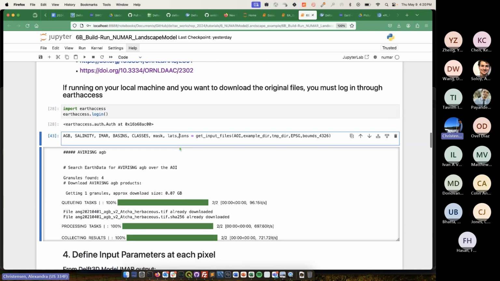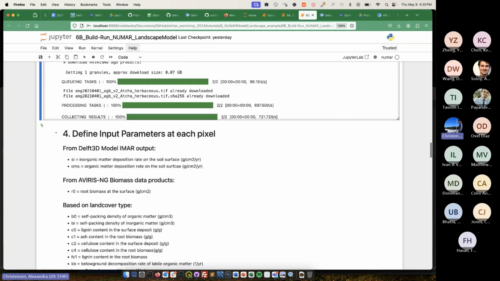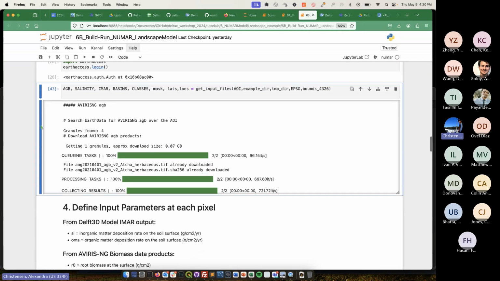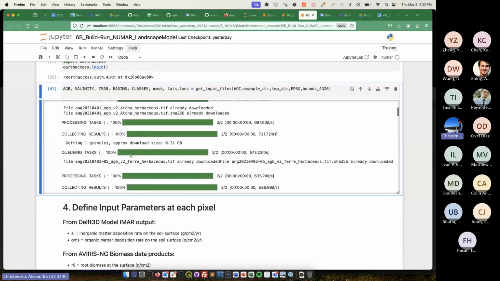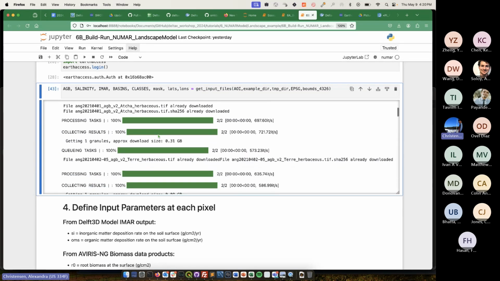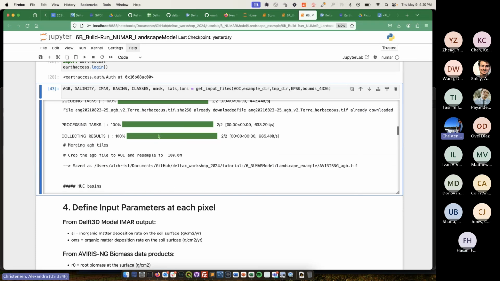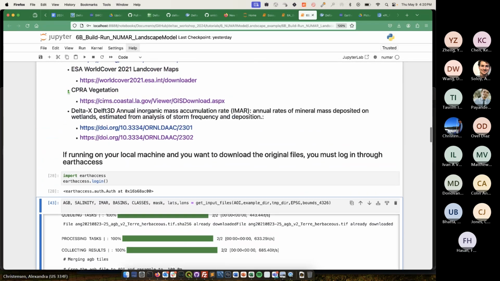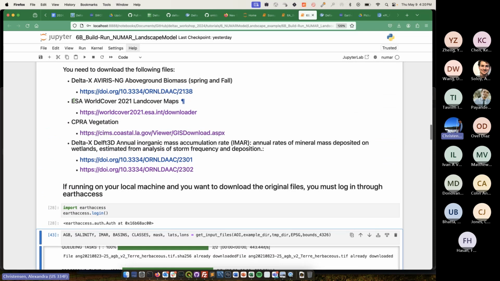If you run this cell, since I've already provided you with the files you need, it should be very fast and it should really not look like much of anything. If you delete those files and re-download them, you'll see a lot of progress bars. It's searching for the AVERS-NG data, for example. It found one granule and it's downloading it, and then it's doing that for each of those pieces. Even the ESA land cover maps are available. You can just download them programmatically through Python.